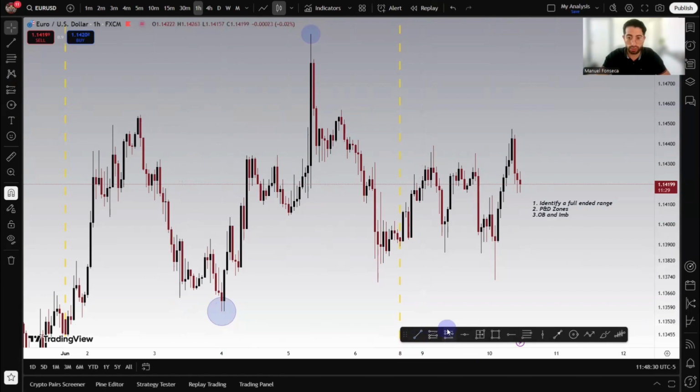Let's try to analyze. Remember, this is to understand it. First, we have to identify a swing low.